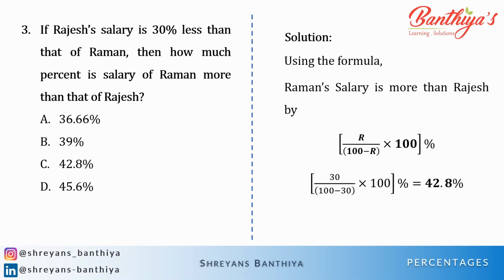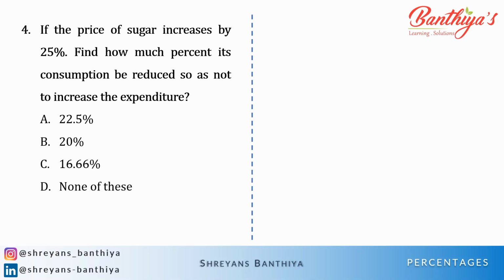Now let's look at the next question. If the price of sugar increases by 25%, find how much percent its consumption must be reduced so as not to increase the expenditure. Now again, this is a very standard question and we have already seen the basics, so please solve it. I hope, guys, that you have reached the answer.